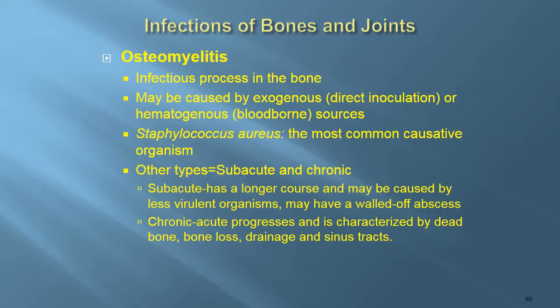Osteomyelitis is an infectious process in the bone. It may be caused by an exogenous or direct inoculation or a hematogenous or bloodborne source. Staph aureus is the most common causative organism. Other types of osteomyelitis include subacute, which has a longer course and may be caused by less virulent organisms. It may have a walled-off abscess. The chronic type is an acute osteomyelitis that progresses and is characterized by dead bone, bone loss, drainage, and sinus tracts.